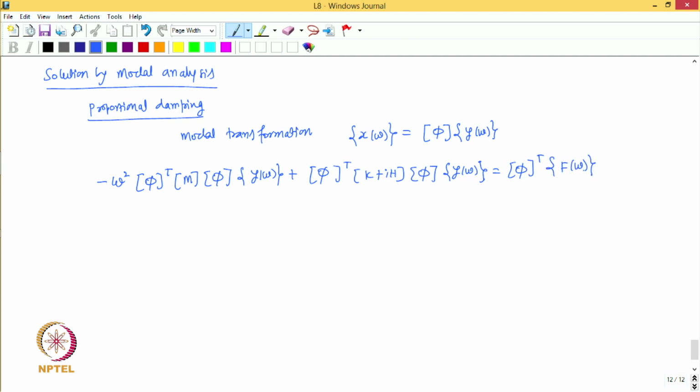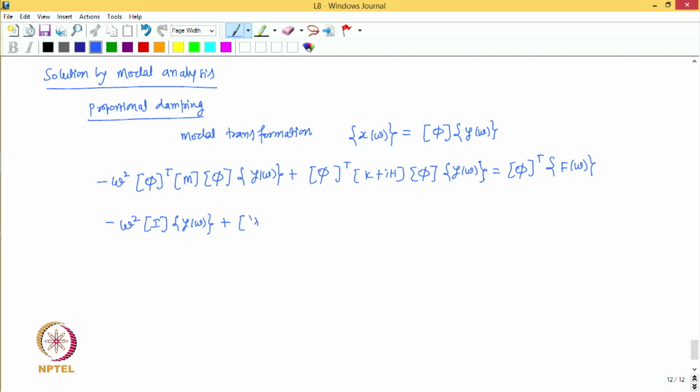This is what we get, and now we invoke the orthogonality properties. Due to orthogonality, the matrix phi transpose m phi would be the unity matrix, because we are using the mass normalized eigenvector matrix phi. So, this matrix is simply the unity matrix, and phi transpose k plus i h phi would be the matrix of eigenvalues.